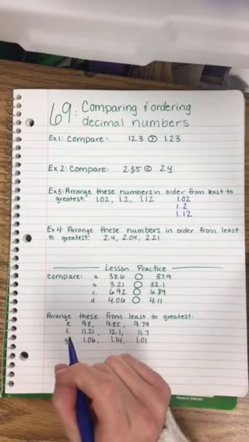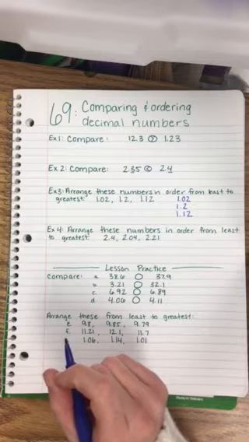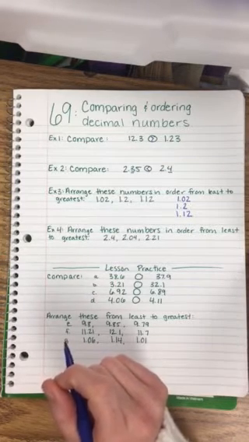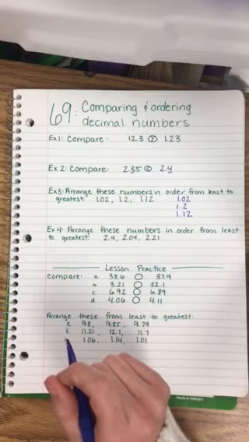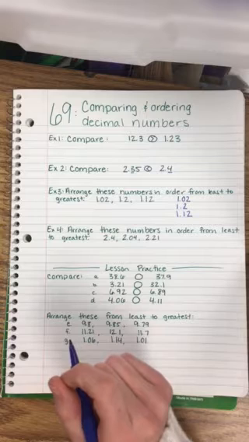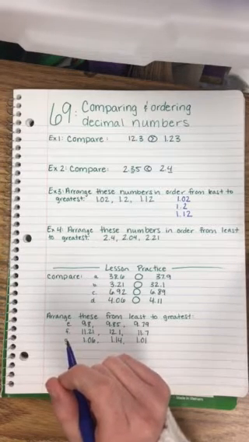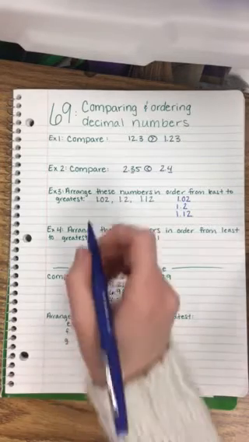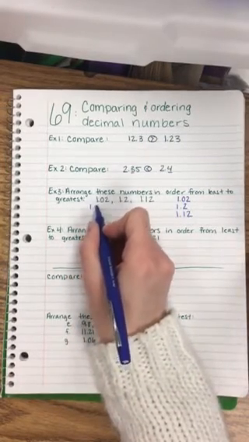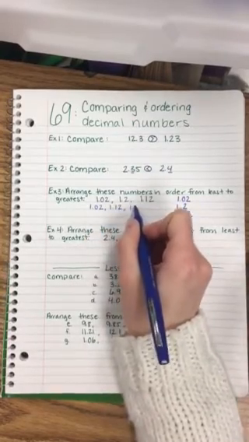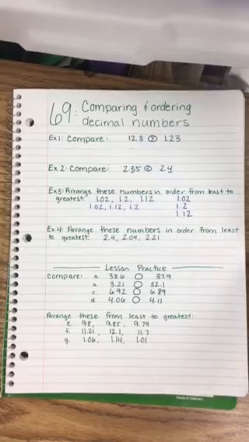The first digit to the right of the decimal point is the tenths place. In money, that would be dimes. The number 1.02 has a 0 in the tenths place, the number 1.12 has a 1 in the tenths place, and the number 1.2 has a 2 in the tenths place. This is enough information to order the numbers from least to greatest, which would be 1.02, 1.12, and 1.2.